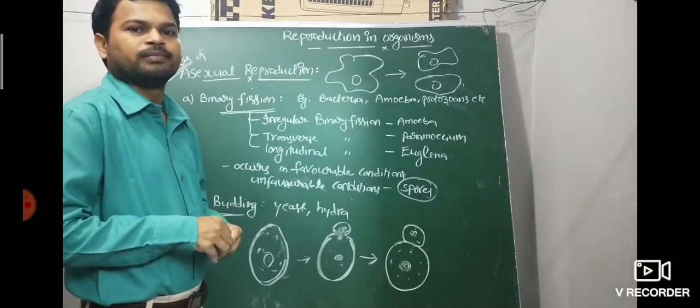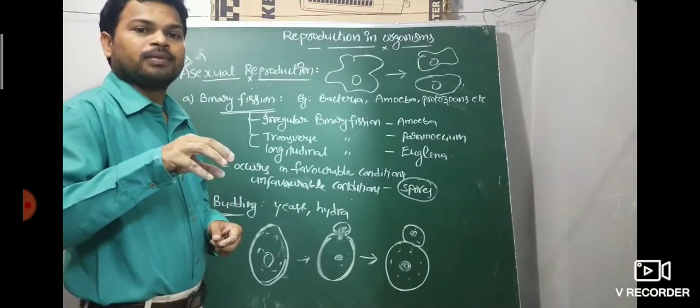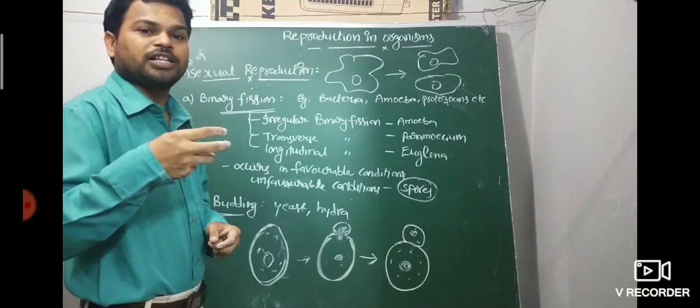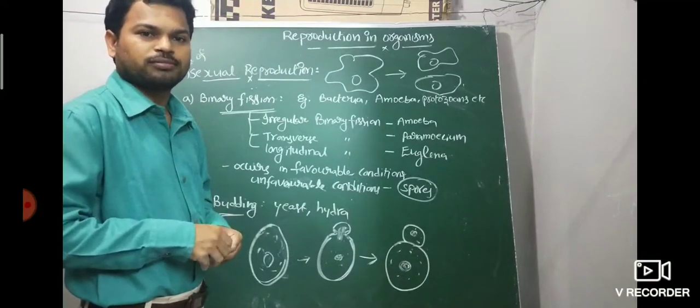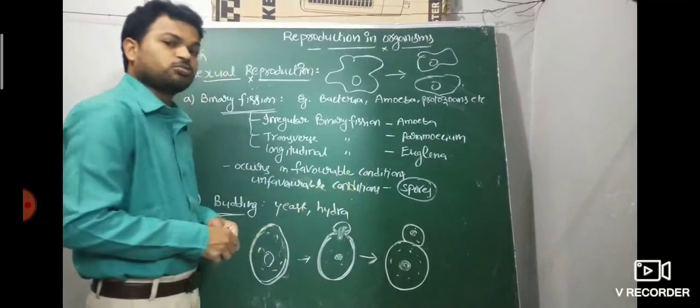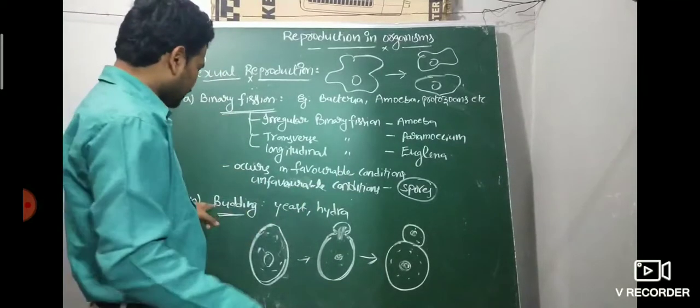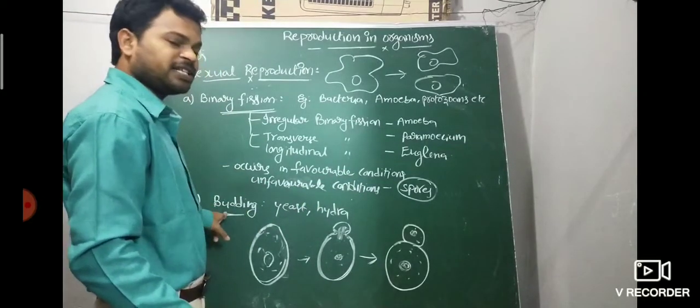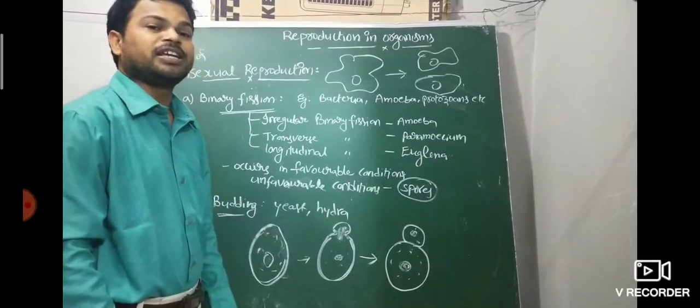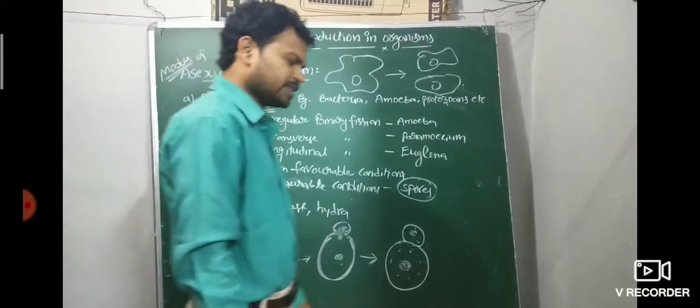Favorable condition: bacteria. Unfavorable condition: what are produced? Spores are produced. Spores, very important. Next, budding. Budding is seen in yeast and hydra. For example, yeast.